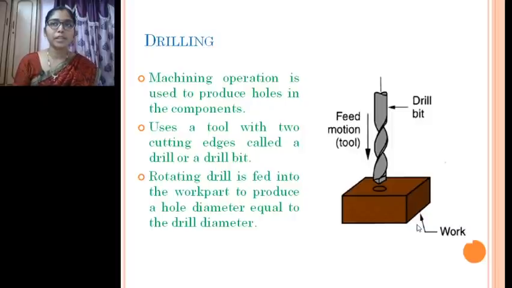To remind you, a single point cutting tool is one which has a single cutting edge, whereas drilling uses a drill bit which has two cutting edges, and those two cutting edges participate in the material removal process. This drill bit has a rotary motion. At the same time, feed is also given to the tool. So by using this drilling operation, we can produce holes.